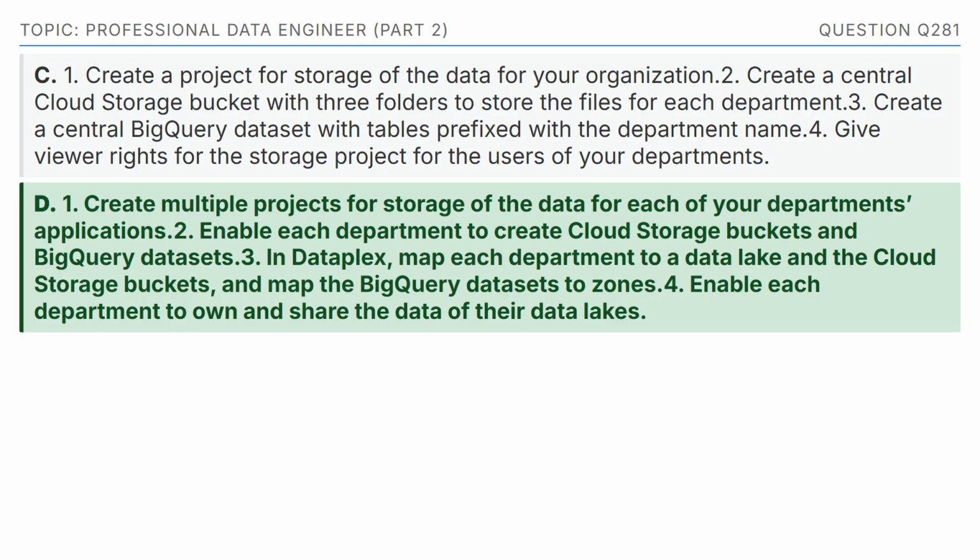Point 2. Enable each department to create cloud storage buckets and BigQuery datasets. Point 3. In Dataplex, map each department to a data lake and the cloud storage buckets, and map the BigQuery datasets to zones. Point 4. Enable each department to own and share the data of their data lakes.